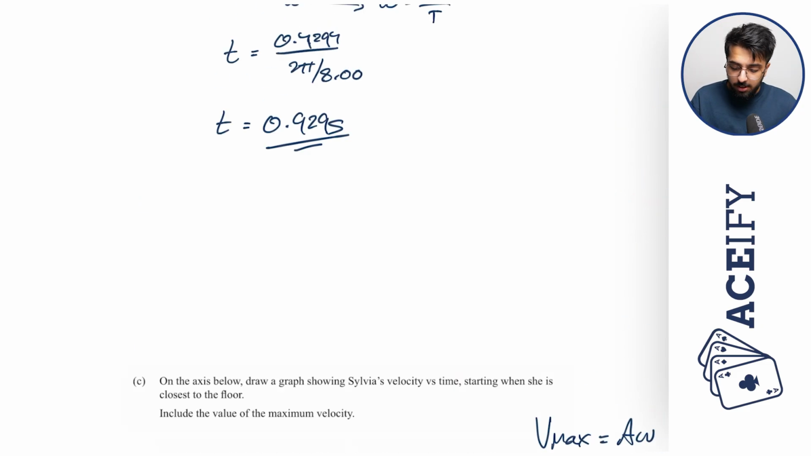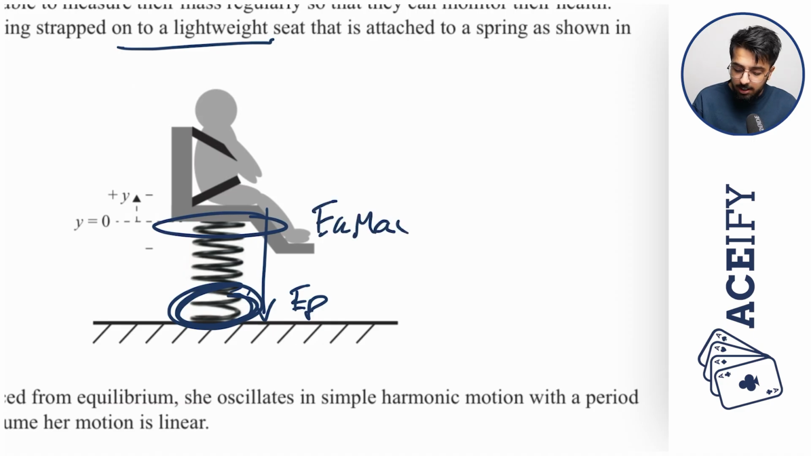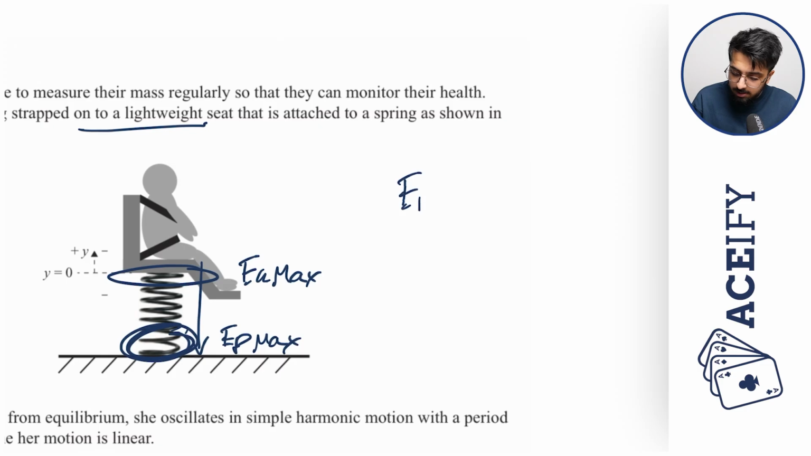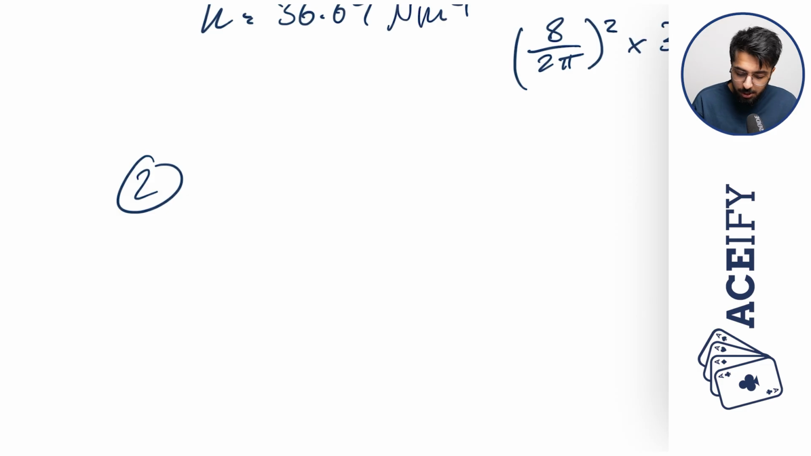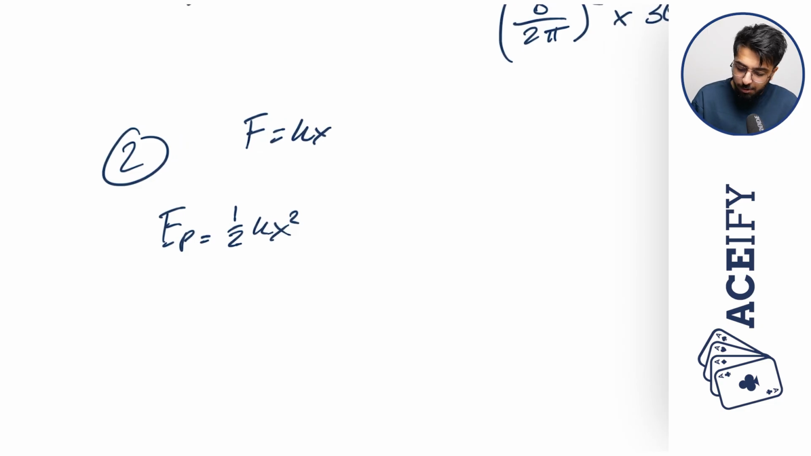We can see here in this depiction that we go from maximum EP right here. So this is maximum elastic potential energy. And once we get to the equilibrium position, which is roughly over here, we're going to have max EK. Okay, so this is max EP over here, and then max EK. And so what we can say is that our EP max is going to be equal to our EK max due to conservation of energy. Okay, so we know that EP is equal to half kx squared. We know that F is equal to kx, and therefore k is equal to F all over x, okay?